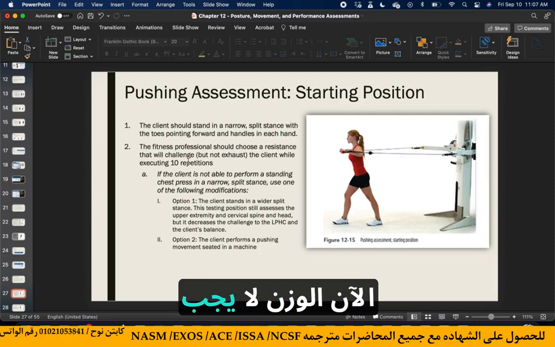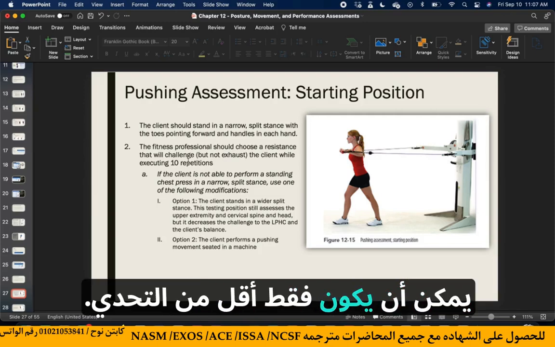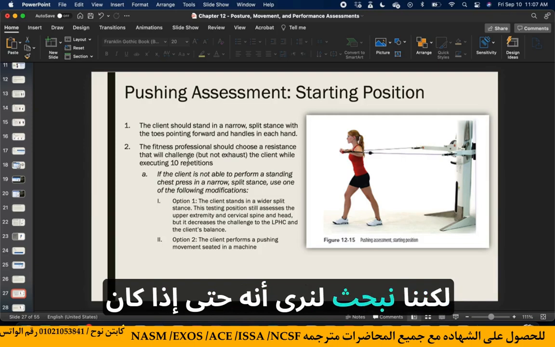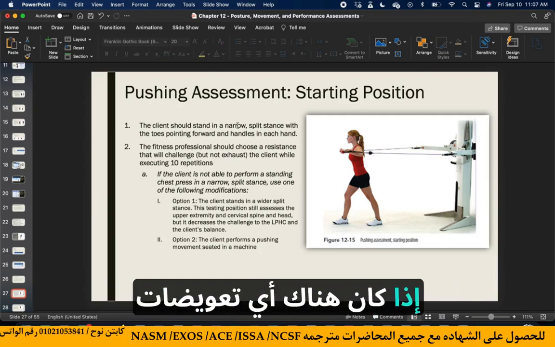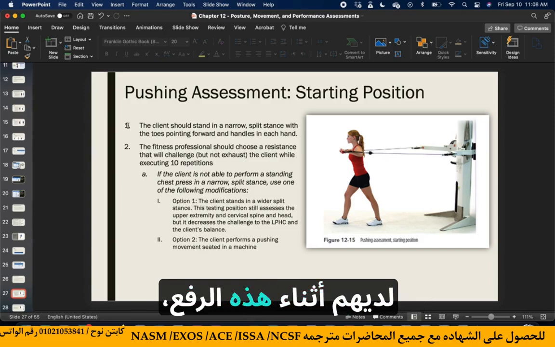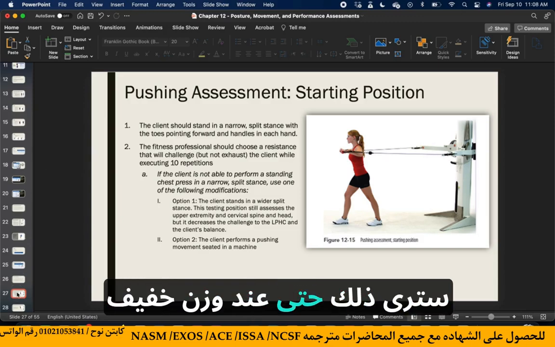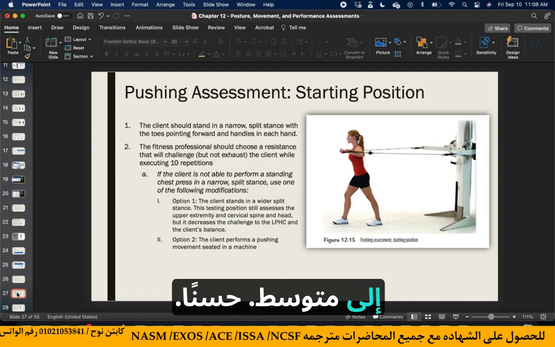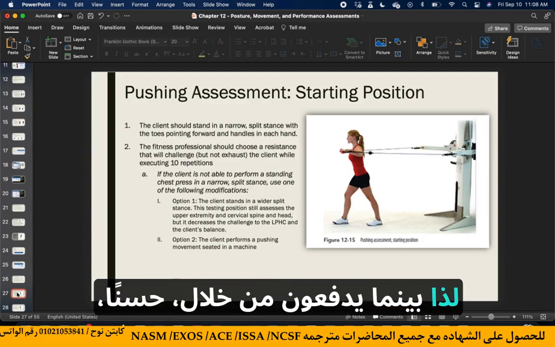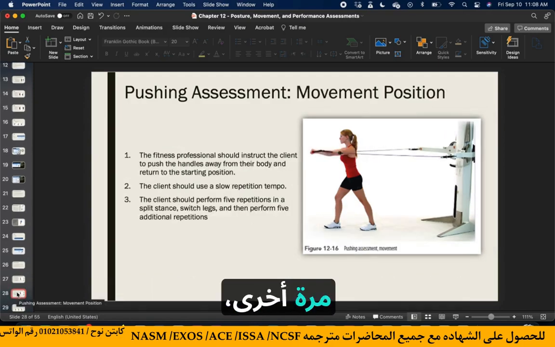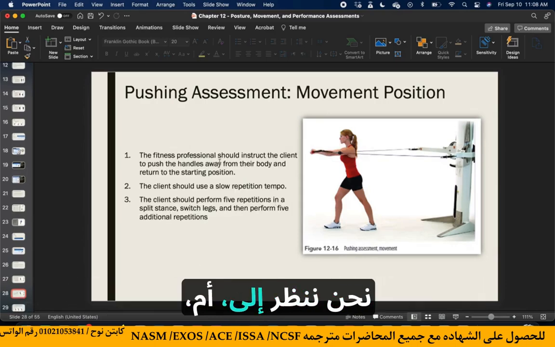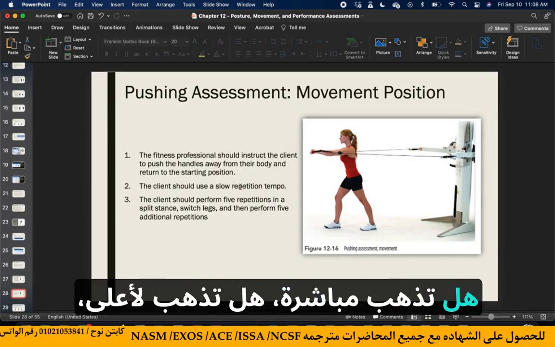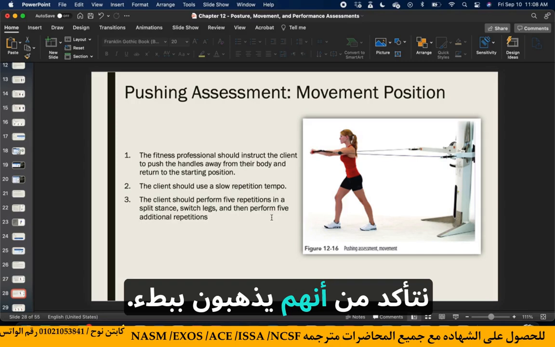Now, the weight does not have to be challenging. It could be just below challenging, but we're looking to see that even if the weight is lighter, if there's any compensations that they have during these lifts, you're going to see them even at a light to moderate weight, okay? So as they push through, all right, again, this person has a nice posture. We're looking at where the handles are going. Are they going straight? Are they going up, down, etc.? Making sure they're going slow.